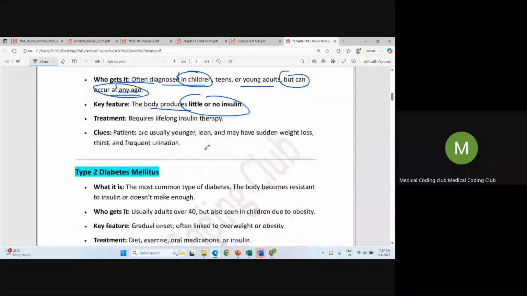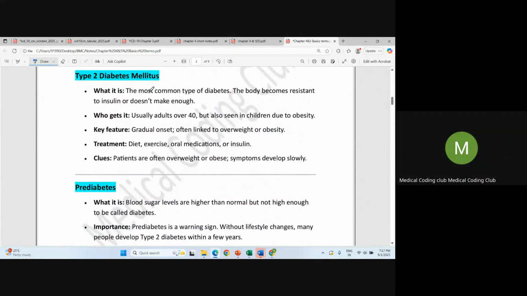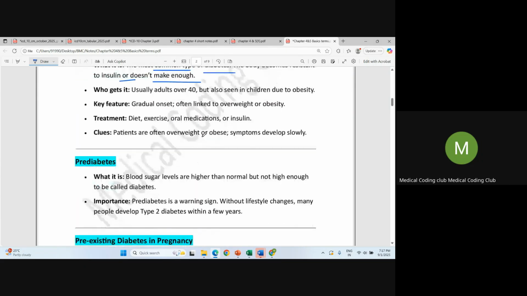Okay, so next, type 2 diabetes mellitus. The most common type of diabetes, so type 2 is most common, and the body becomes resistant to insulin or does not make enough. So here in type 2, the body becomes resistant and cannot make use of insulin. And this can be controlled using diet plans, exercise, or oral medication, or sometimes insulin.